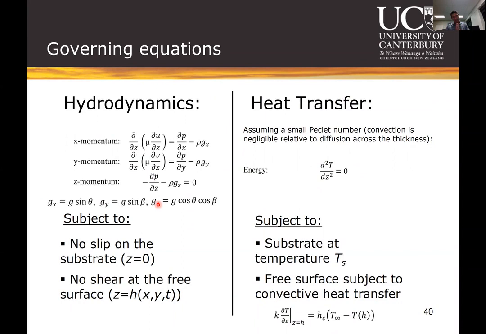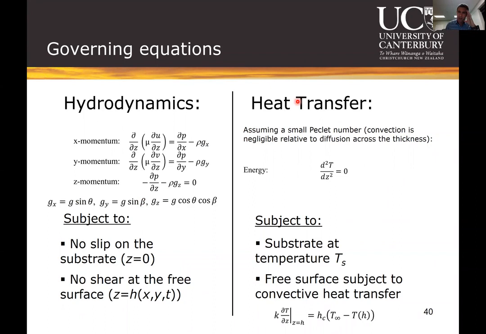In terms of modeling, we've got a thin film, and typically we're going to work with a lubrication type approximation, so inertia is negligible. Our momentum equation simplifies to what we've got at the top here, a balance between shear stresses, pressure gradients, and our acceleration of gravity, which is dependent on the angles theta and beta. And obviously we've got no slip at the surface and zero shear at the free surface.